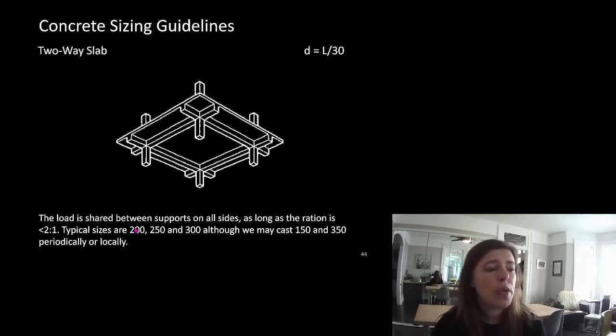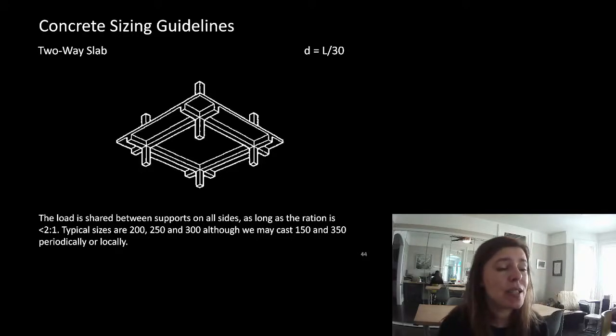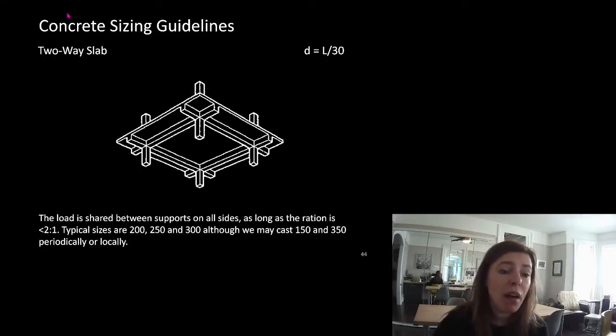Okay, the load is shared between supports on all sides as long as the ratio is less than 2 to 1. So that means that the ratio of this side to this side is less than 2 to 1. If one of these sides was really, really long, and I showed you this last week, it's behaving like a one-way slab. You can call it a two-way slab, but it's not, and you'll under-design things.